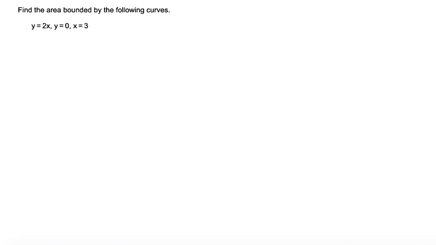Here we have: find the area bounded by the following curves. So we can first do a little sketch. If we have the line y is equal to 2x, that would be a straight line of slope 2 that goes through the origin, where y is equal to 0 would be the x-axis, and where x is equal to 3 would be this line here.